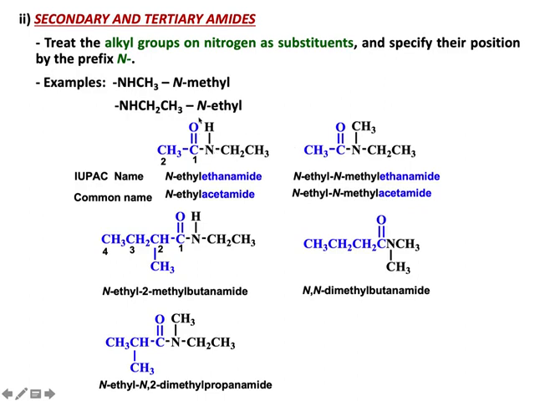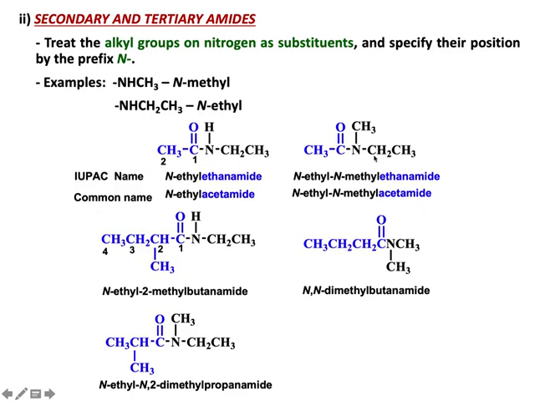An example for this one is an acyl group attached with N. For secondary amide, this one is 1H and this one is 1R, so we classify it as secondary amide. So this one is the IUPAC name, N-ethyl ethanamide.